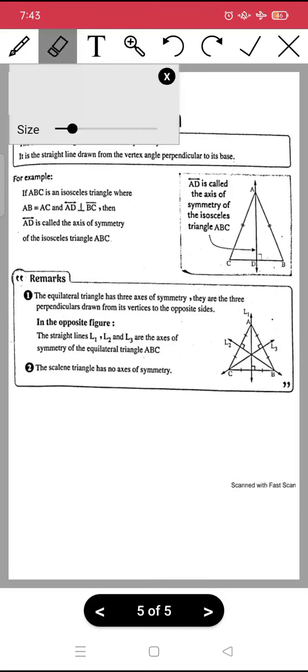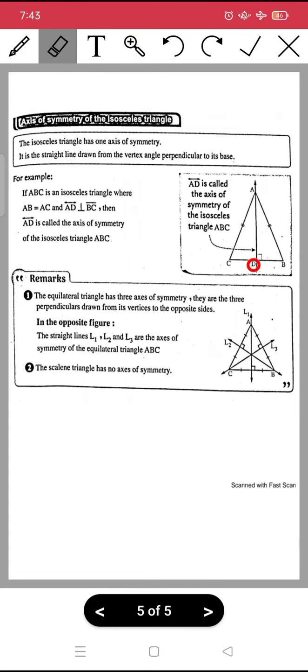The axis of symmetry of the isosceles triangle. As we know before, the isosceles triangle has only one axis of symmetry that divides this triangle into two congruent triangles, two congruent figures. The straight line drawn from the vertex angle perpendicular to its base is called the axis of symmetry of the isosceles triangle.